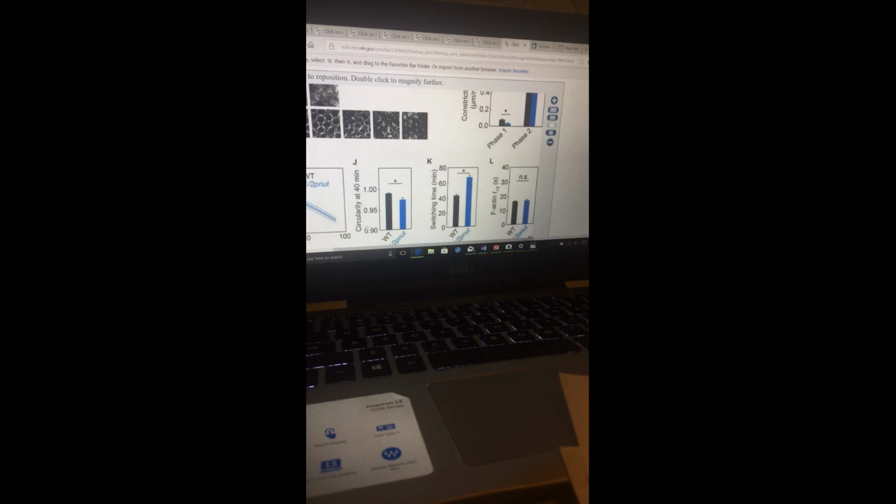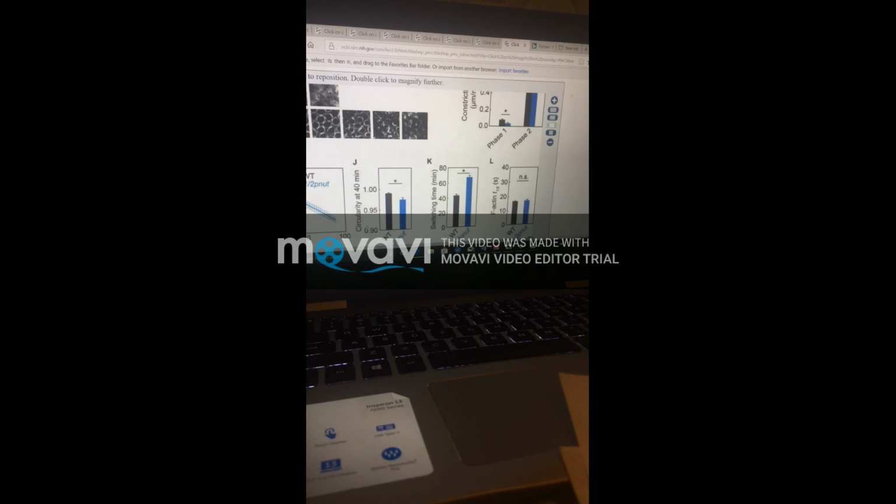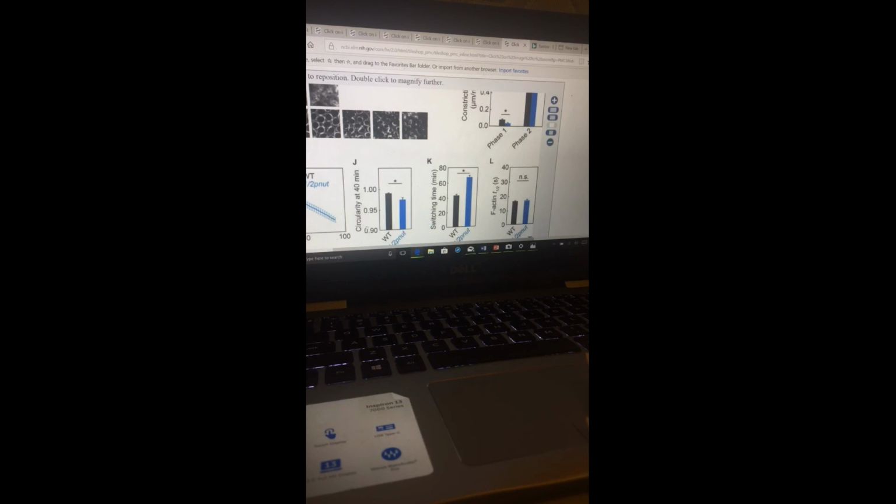J is comparing the circularity at 40 minutes. Comparable, however, the mutant is a little less circular. K is showing the phase switching time, which is slower for the mutant. And L is the F-actin half-life, which are relatively equal for the mutant and the treatment.